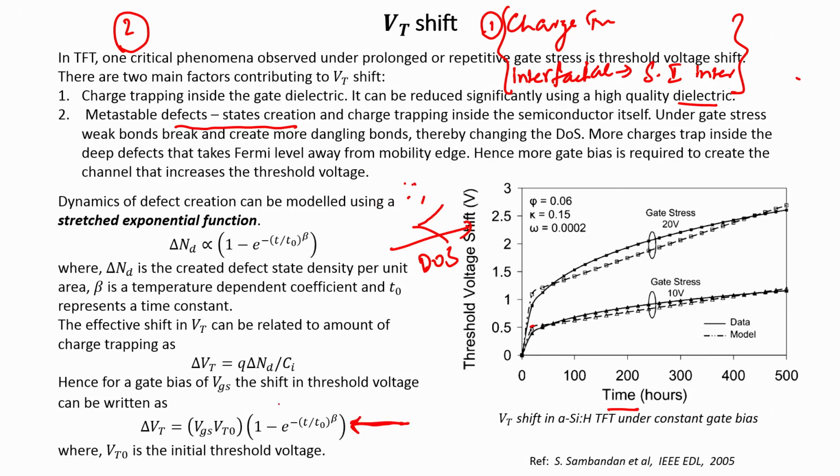Okay, it is called a stretched exponential function, and experiments show this, which is if you apply a certain gate voltage and if the gate voltage is larger, the speed at which the threshold voltage increases will also be larger. Okay. So, this is a phenomenon that is quite unique to disordered semiconductors and is of quite some importance.